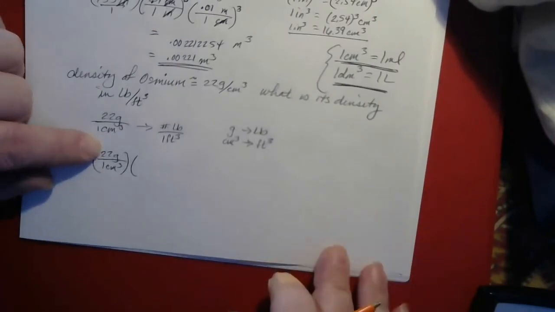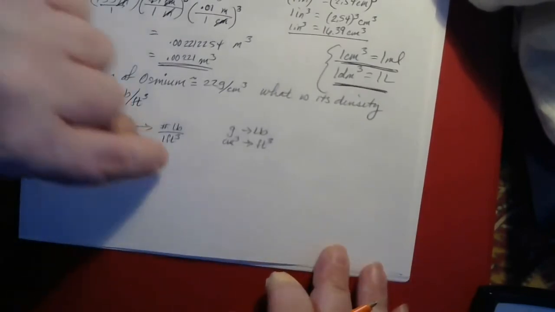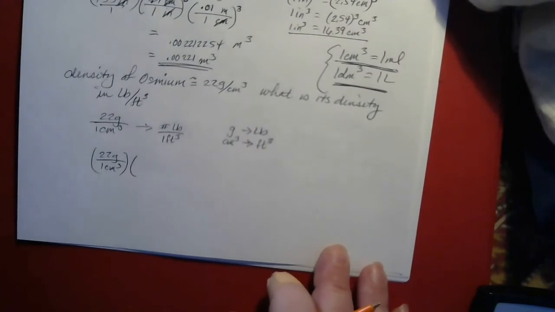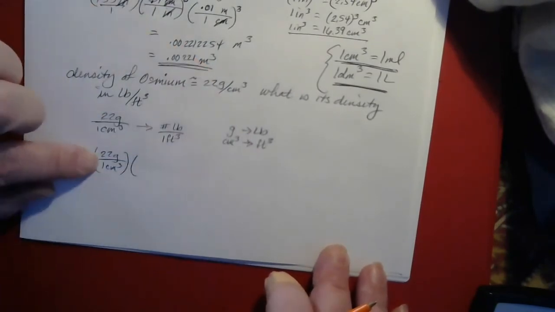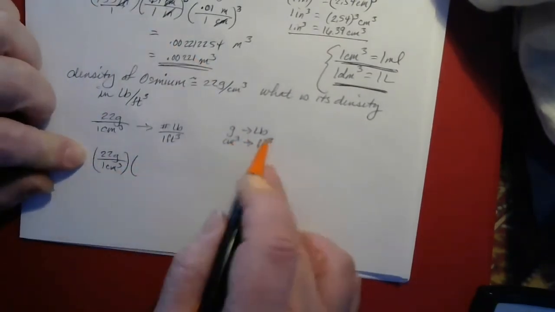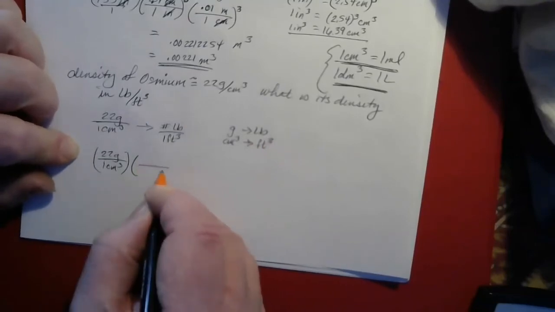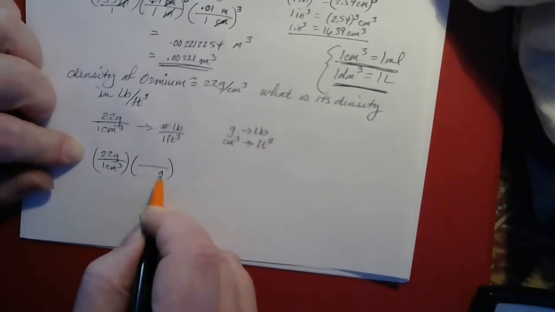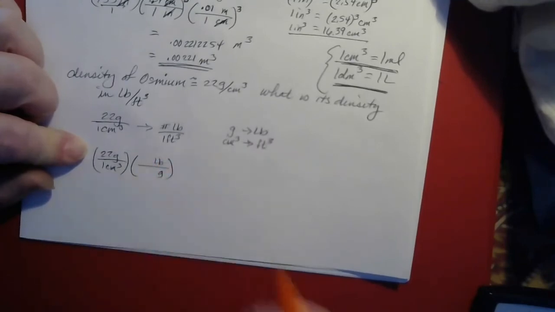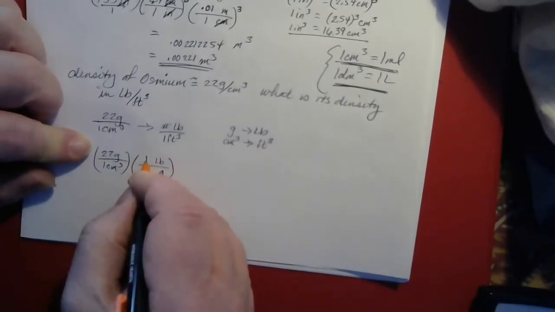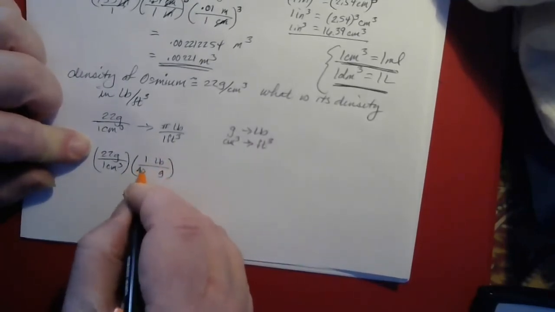Again, like before, we're going to convert the unit on top first, and then we're going to come back and convert the unit on the bottom later. So we're going to convert grams to pounds. That means we want grams on the bottom of the conversion factor and pounds on the top. And it says there's 1 pound for every 453.6 grams.